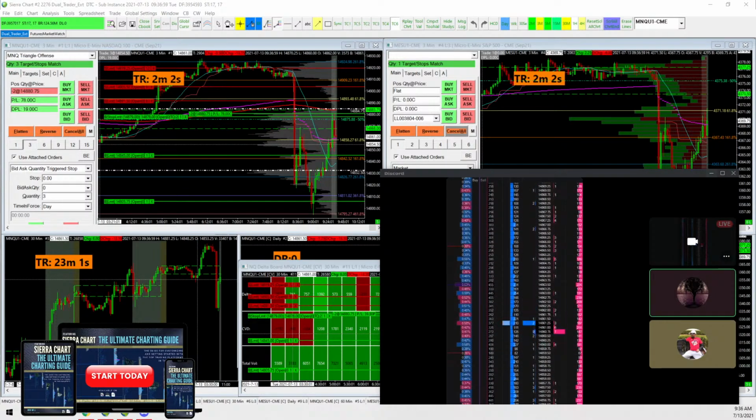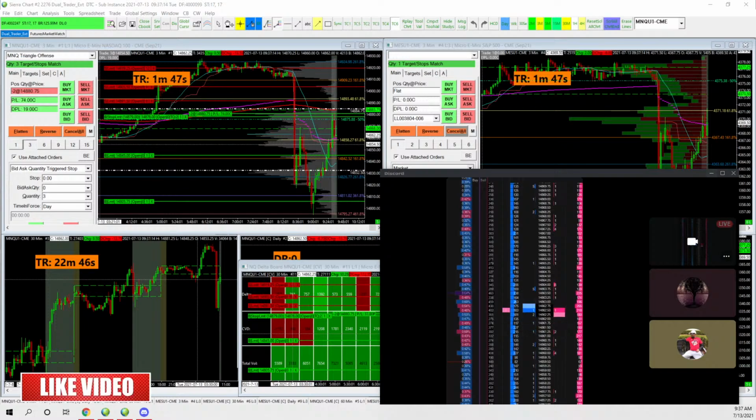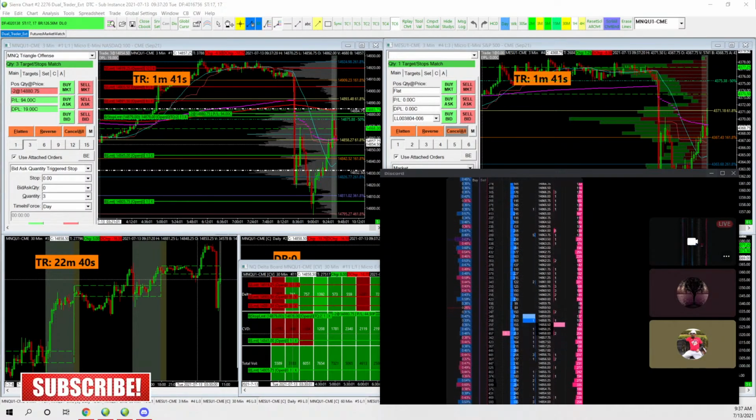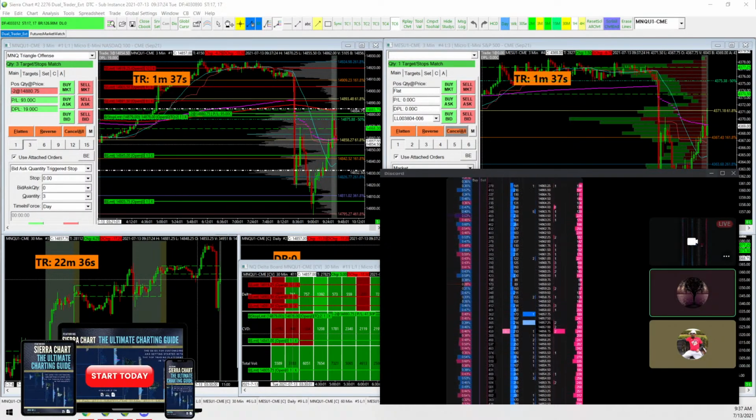Back at the VWAP. Boom. Push off of the VWAP. Back down to the VWAP. Slight push off. Buying is being absorbed. Back into the selling. Both markets have flipped to the selling. Let's see how our buyer's going to respond to this.